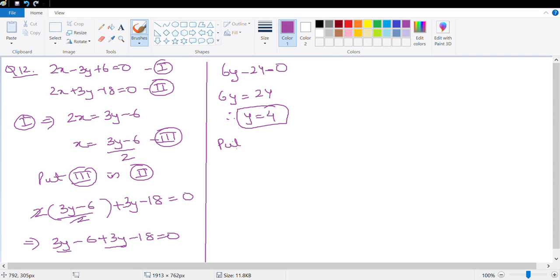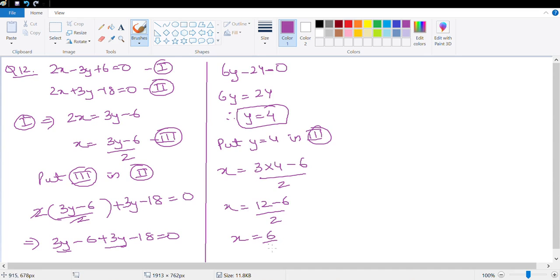Now put y is equal to 4 in equation 3, and we get x is equal to (3 multiplied by 4 minus 6) upon 2. x is equal to (12 minus 6) upon 2. x is equal to 6 upon 2, which is equal to 3. Therefore, (x, y) is equal to (3, 4). Done. Sorry about this. I had copied the question incorrectly.